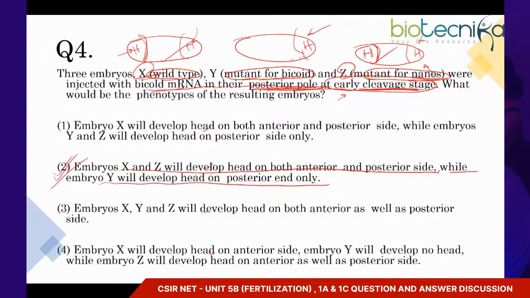So it's an easy question. It's actually from Drosophila development, but just because we have covered morphogens in our topic, syncytial specification, and we also know about bicoid and nanos, that's why we discussed it.